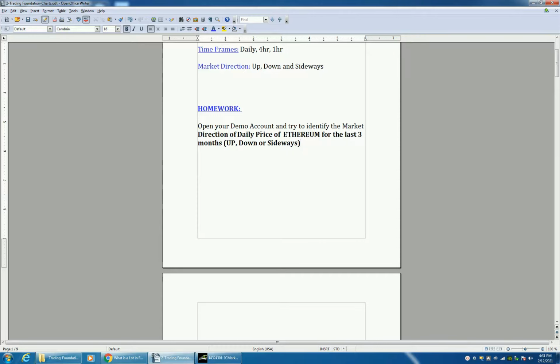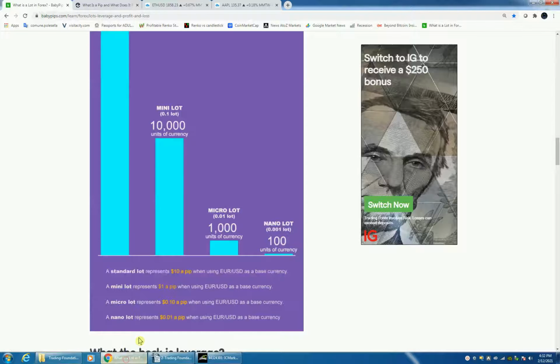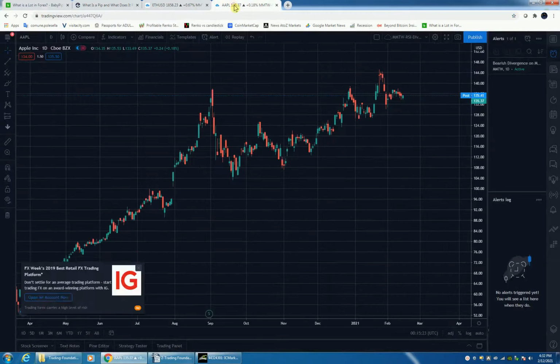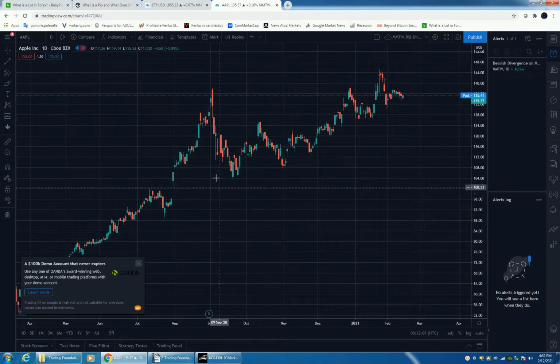Your homework: open your demo account, try a free platform, and identify the market direction on the daily price of Ethereum, which is a hot crypto right now. Cryptocurrency has been hot for the last 3 months. I'm going to have 2 charts: Ethereum and Apple. This is the chart of Apple. Whether you're talking about currency, forex, or stocks, it's all about a chart, and when do you enter so you can make money? This is the bottom line.